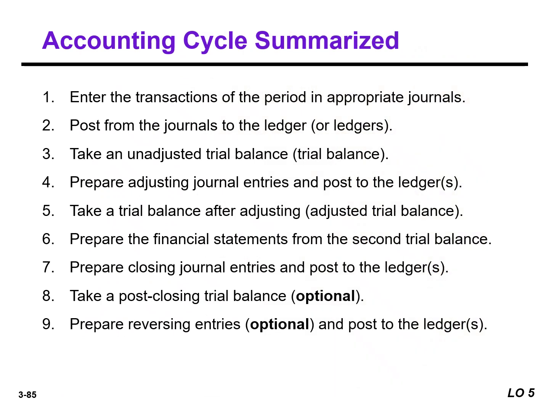So we enter our transactions, we post from the journals, we do an unadjusted trial balance, then we adjust them. Then we take a trial balance after adjusting, we make sure it's all perfect, we look at it, we make sure it all balances. We prepare our financial statements from that. Then we close them out. When we take a post-closing trial balance, we make sure that there are no nominal accounts still open. And then we prepare reversing entries if we're going to. Some do, some don't. All right?